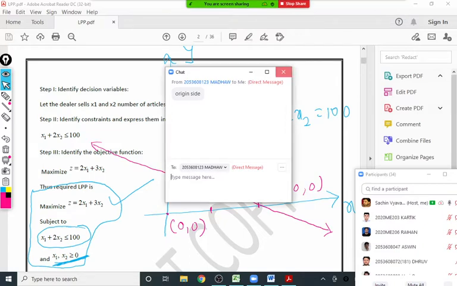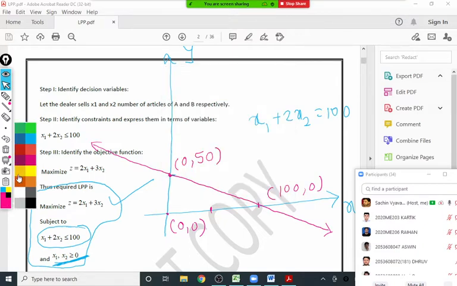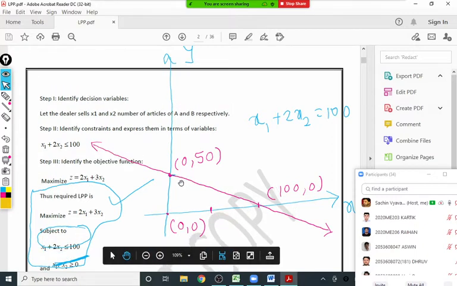Okay, correct, 123. Yeah, so here the region is below, so this side. Sorry, just a minute.